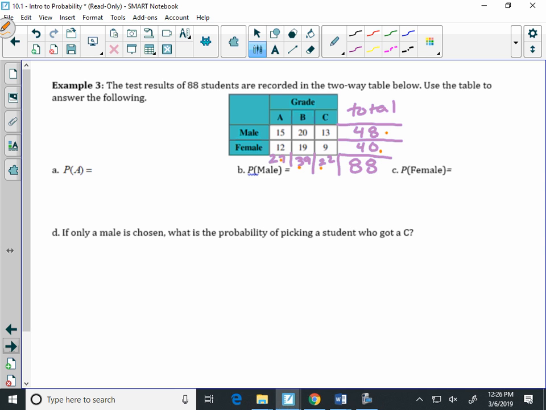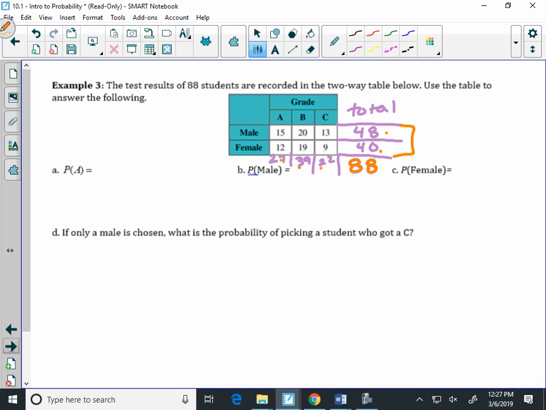I always pick this side. Okay? I'm just going to add 40 and 48 together, and that gives me 88. That gives me my overall total. The bottom part should also add to 88. So when we do 27 plus 39 plus 22, that should also equal 88. Okay? But you don't add all the endpoints up.